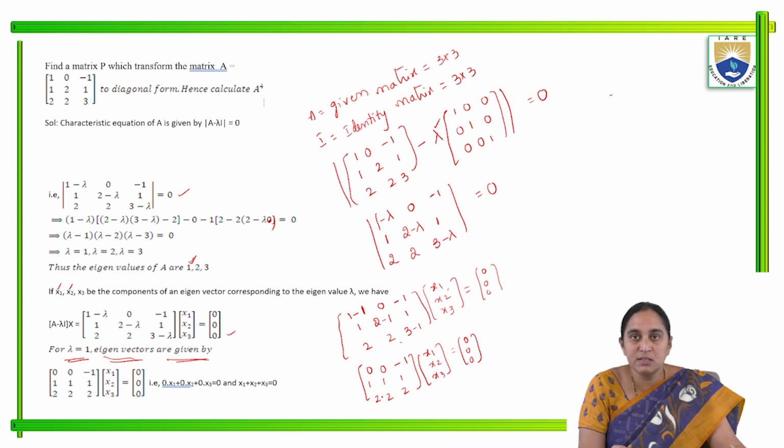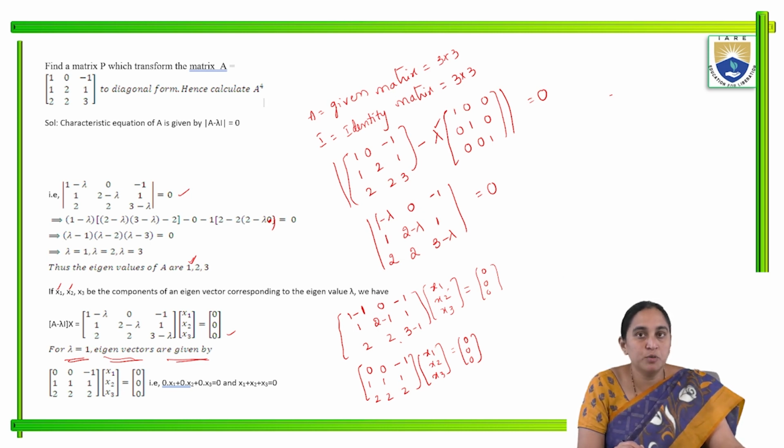If you reduce the matrix to echelon form, we can easily get the unknown values of x1, x2, x3. Or else we can directly write down the equations and solve them to get the unknown values of x1, x2, x3. Whichever is easier, you can follow that method. Here I am using the echelon form for finding the unknown values of x1, x2, x3.